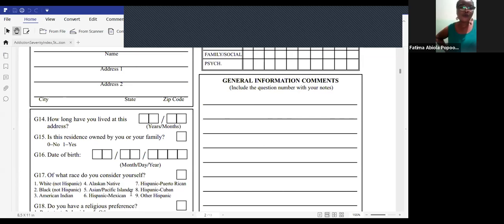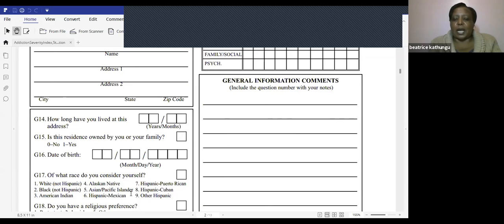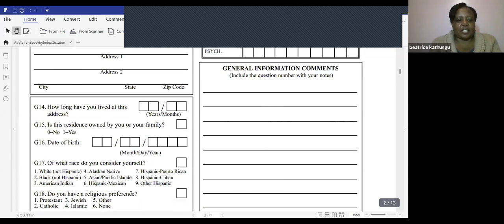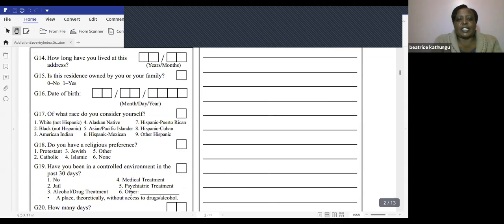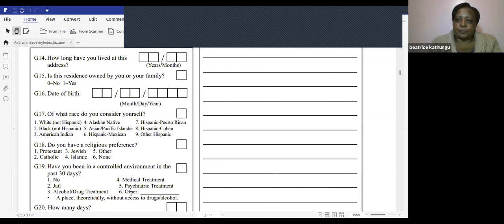It will be 2, Fatima. Yes, Alero. 2. So do we agree it is black, non-Hispanic? Yes, it is. Okay, thank you. So that is G17. Then we go to G18. So George, do you have a religious preference? Yes. So would you like to tell me which one it is? I am a Protestant. You're a Protestant. So we score 1. That one is straightforward.